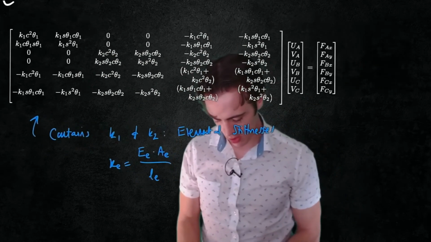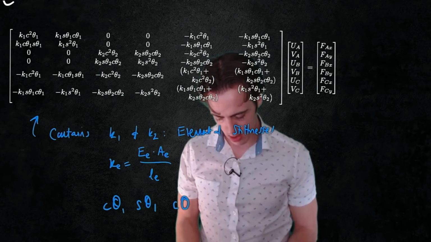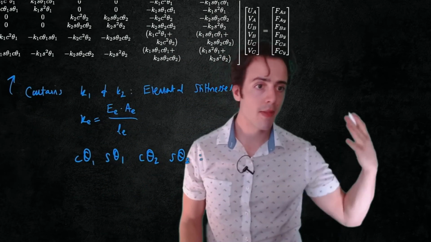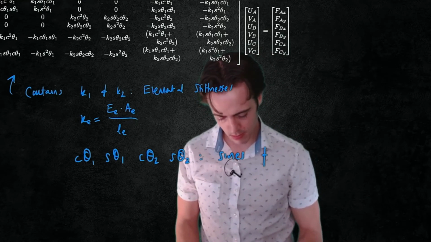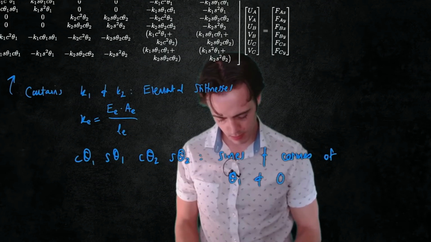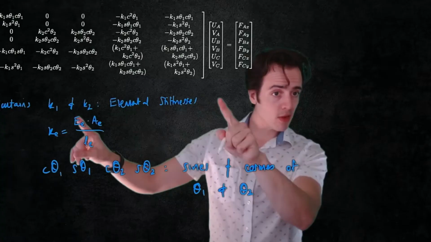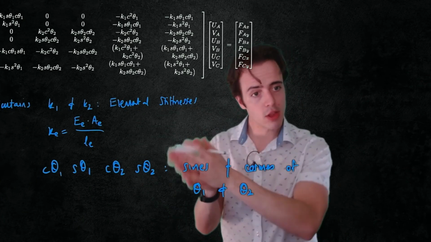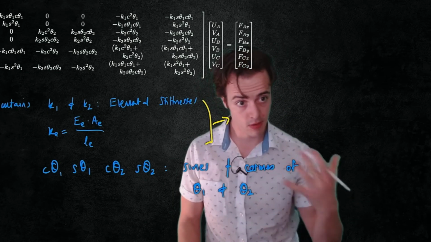We've also got C theta 1, S theta 1, C theta 2, and S theta 2. Now these are sines and cosines of theta 1 and theta 2. So let's think about how these things end up in the problem. The elemental stiffnesses are in the problem because we introduced the constitutive relationship to help us look at the relationship between member extension and applied forces. So this is because of the constitutive relationship.